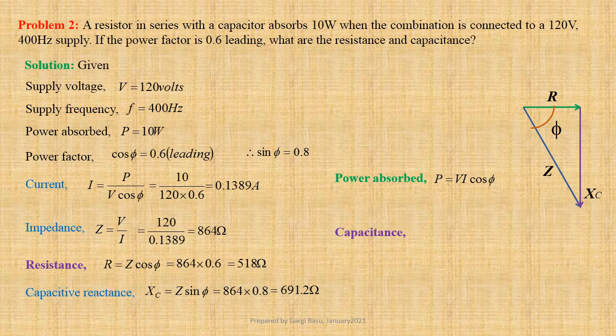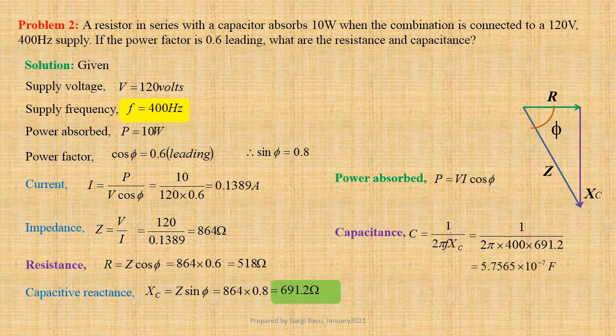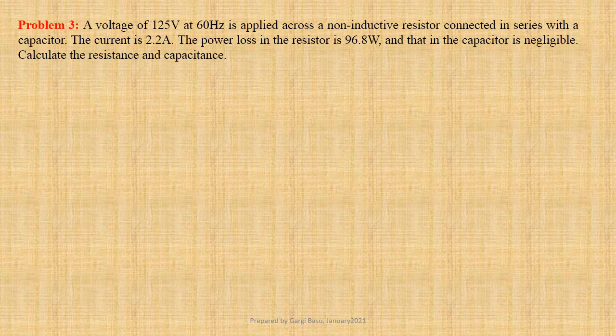Capacitance C equals 1 upon 2 pi F Xc. Using values, we get 1 upon 2 pi into 400 into 691.2. That is equal to 5.7565 into 10 to the power minus 7 farad, or 0.57565 microfarad.